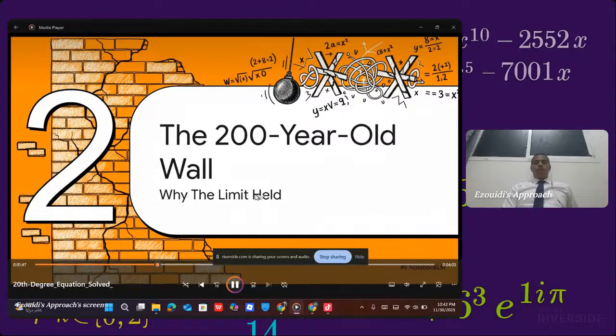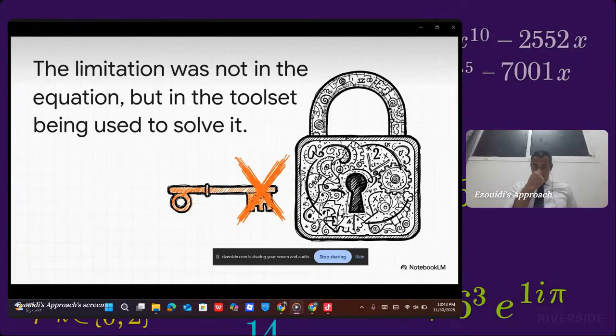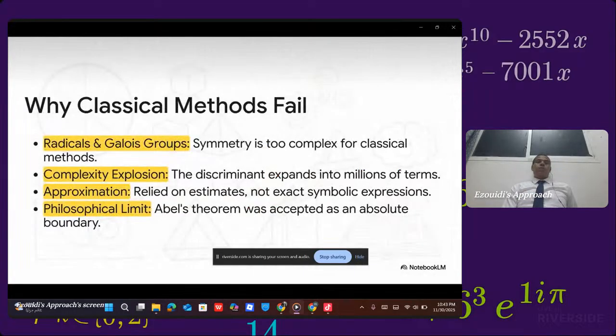Let's break it down. And this right here is the revolutionary idea at the heart of this new claim. The equation itself was never the problem. The real issue was that for 2 whole centuries, mathematicians were trying to unlock an incredibly complex door with a key that just wasn't designed to fit. Now, what's really fascinating here is why the old tools failed. See, the internal symmetry of these equations, think of it as their deep hidden pattern, was just way too complex for the classical methods to handle.